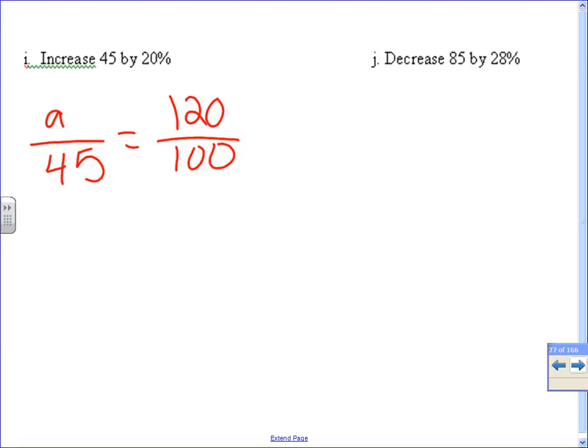Yep. If you're increasing something, you have to take 100% plus whatever you're increasing it by, so it's not a discount. If it's a discount, we're taking 100% minus the discount. We are increasing 45 by 20%. So that new amount better be bigger than 45 because we're increasing it. Anytime you see the keyword increase, you're taking 100% plus this percent, and that's your P. Mary?